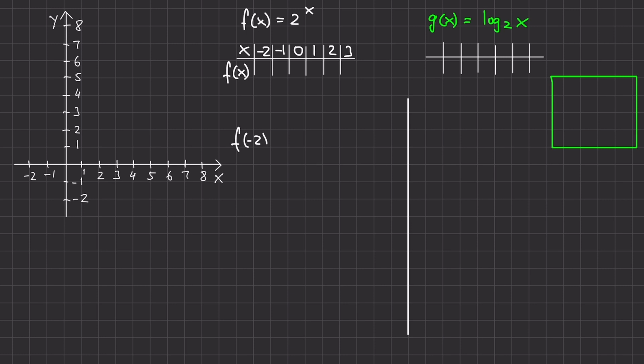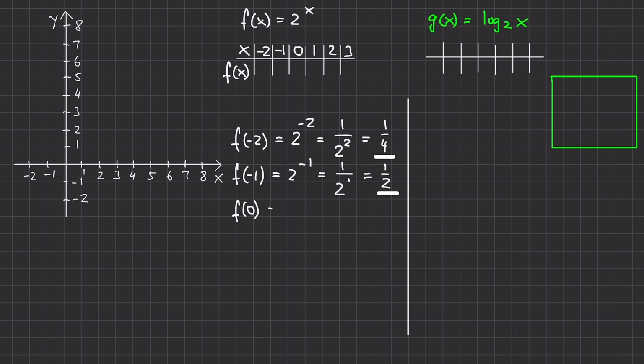F of -2 equals 2 raised to the power of -2 equals 1 over 2 squared equals 1/4. F of -1 equals 2 raised to the power of -1 equals 1 over 2 raised to the power of 1 equals 1/2. F of 0 is 2 raised to the power of 0. Recall that any non-zero number raised to the power of 0 equals 1.